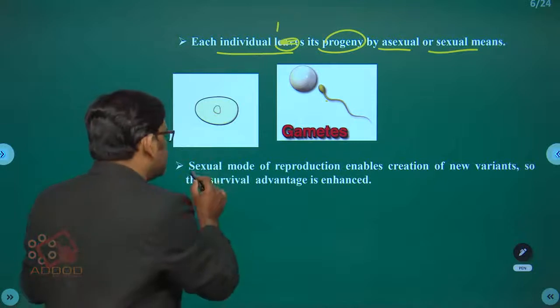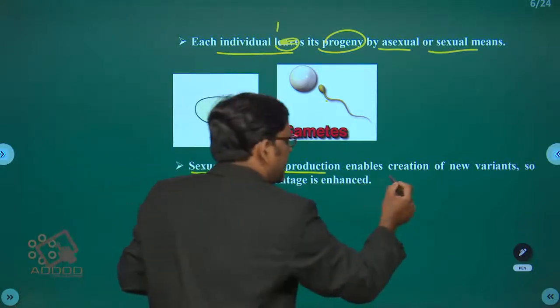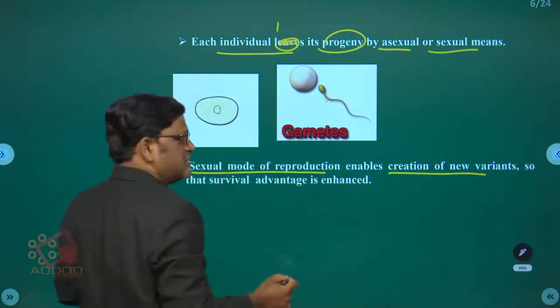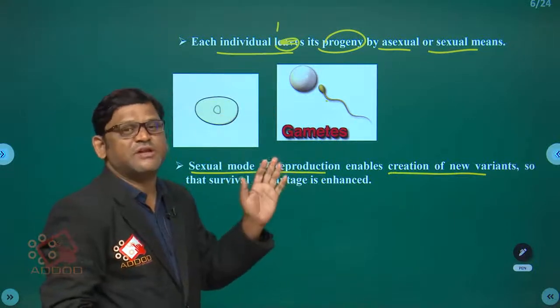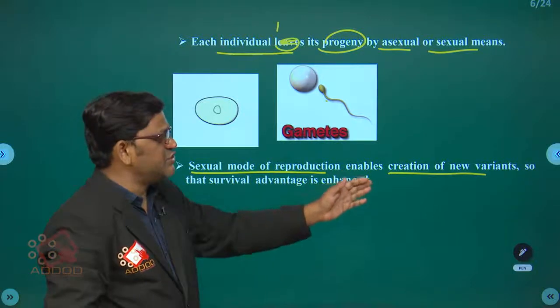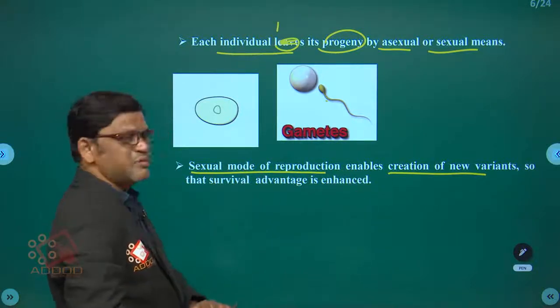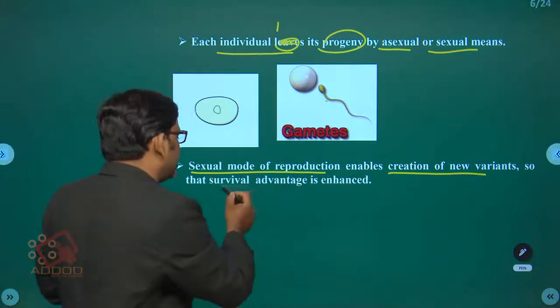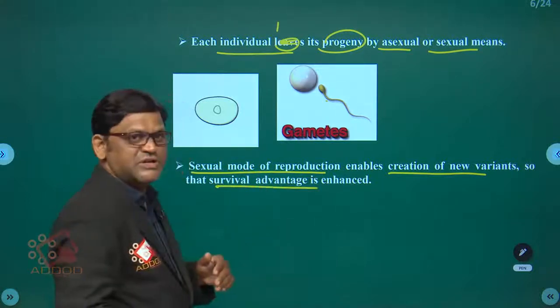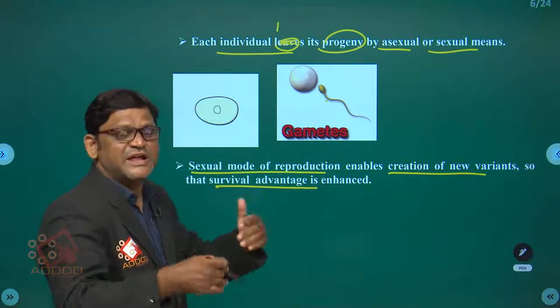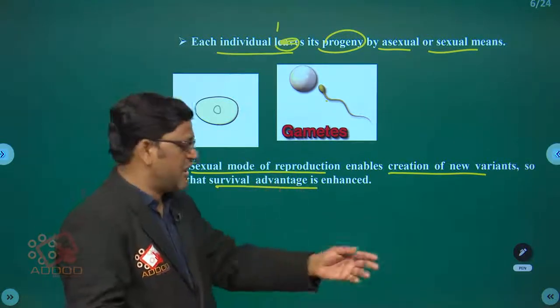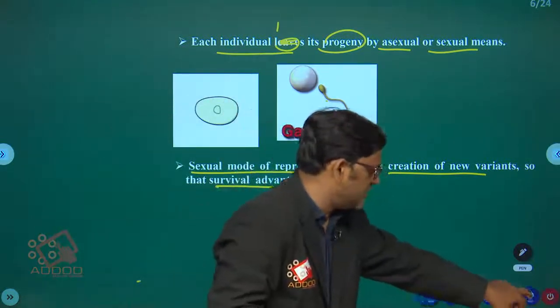So the sexual mode of reproduction enables the creation of new variants. In asexual reproduction there is no variation, in sexual reproduction there is variation. Where there is a creation of new variants, that is sexual reproduction. That variation is the survival advantage. It increases the survival capacity. The individual gains a new variant and becomes fitter in nature.